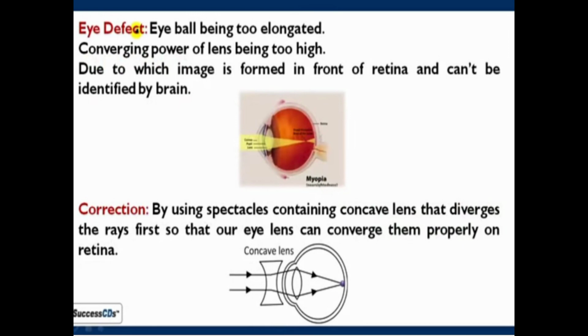A convex lens converges the rays and a concave lens diverges the rays. So by using a concave lens that diverges the rays first, our eye lens can converge them properly on the retina, so that some of the rays fall on the retina, which can be identified by the brain. I hope that I am clear to you.